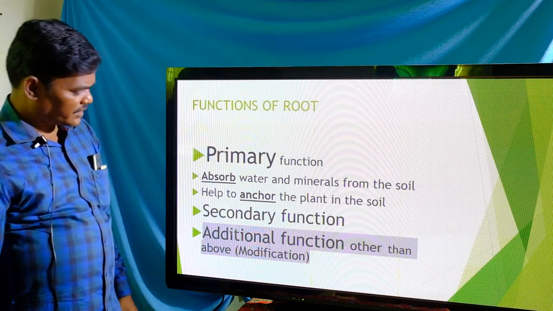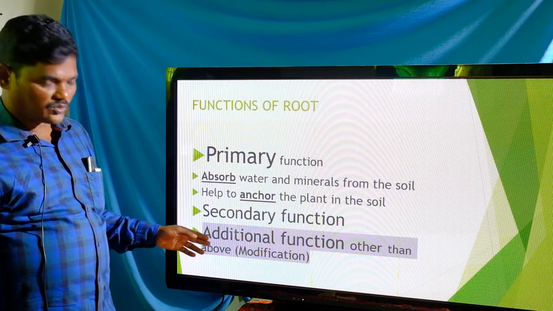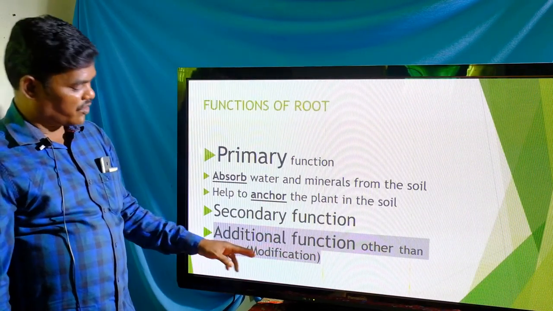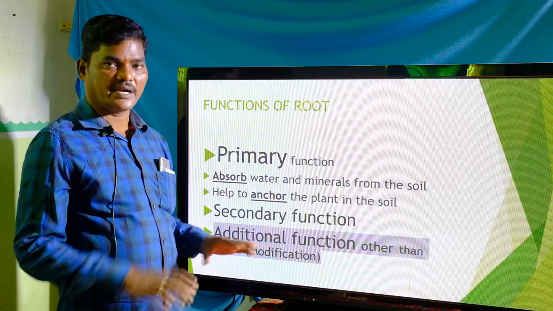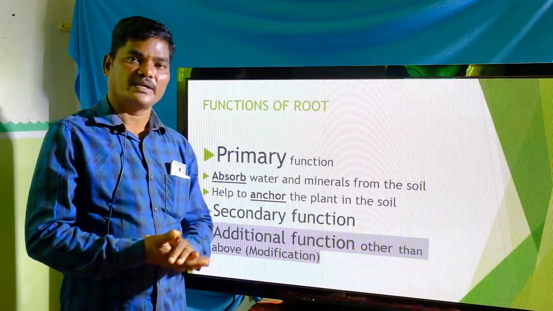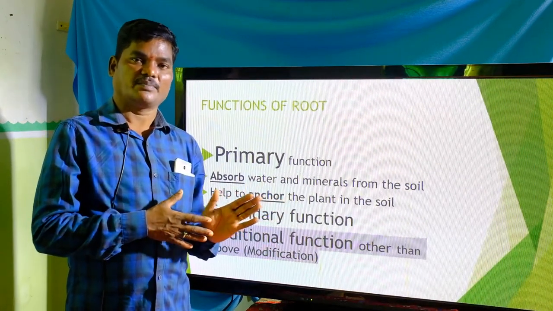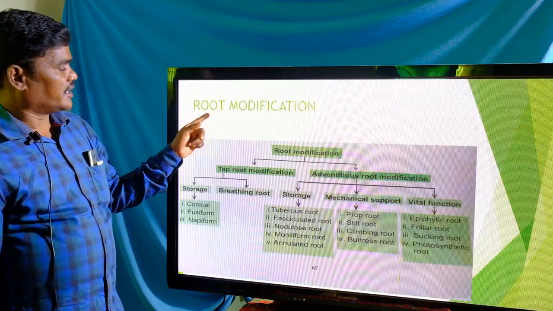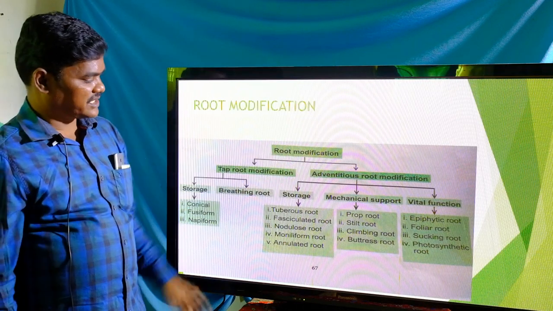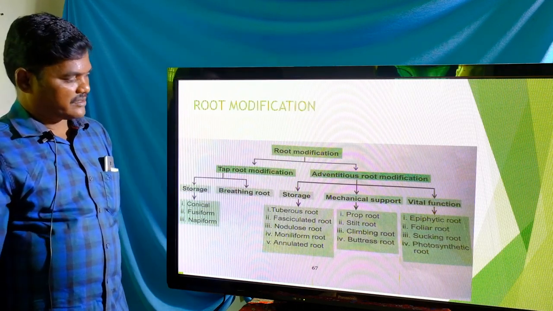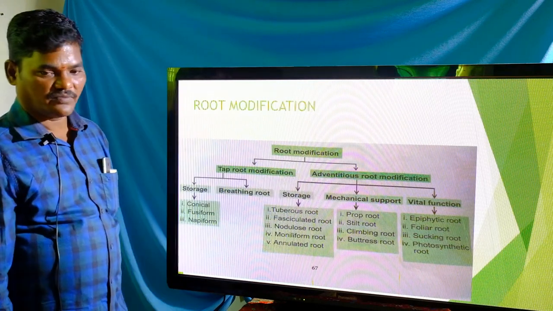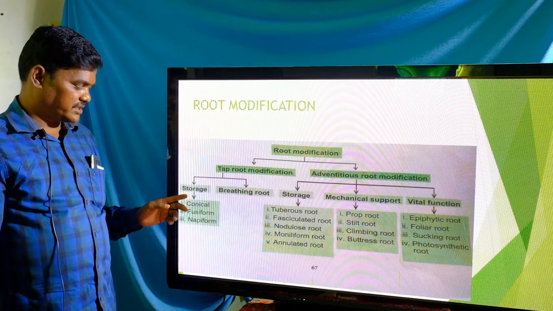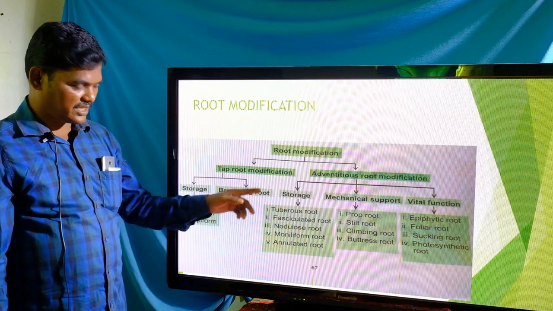There are many secondary functions, like holding and storing, that is, additional functions other than the above. So that is called modification. According to the additional function, the roots modify their original shape and structure. That is called an adventitious function. Now root modification, under the headings tap root modification and adventitious root modification. Two types of modification are there. In tap root modification, one is storage modification and another is breathing root.